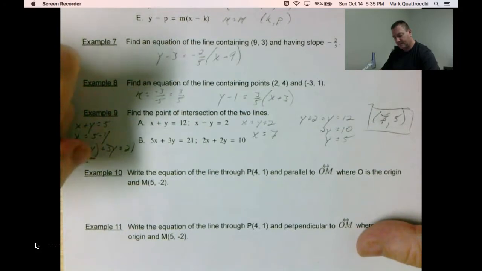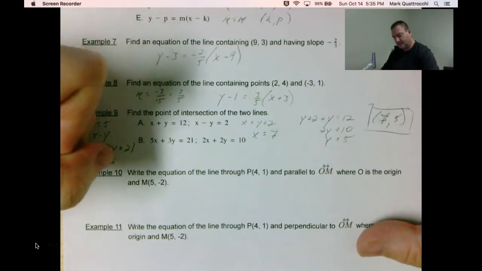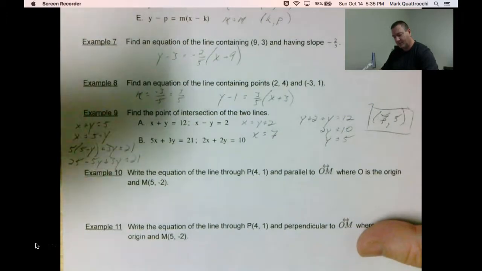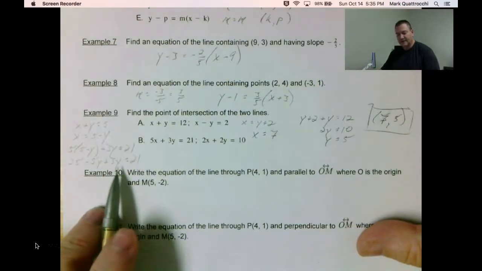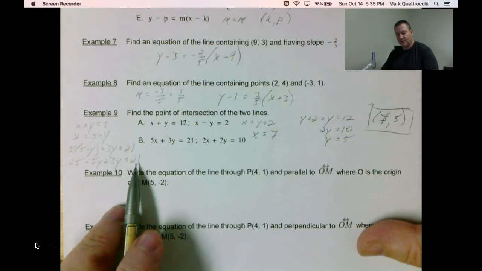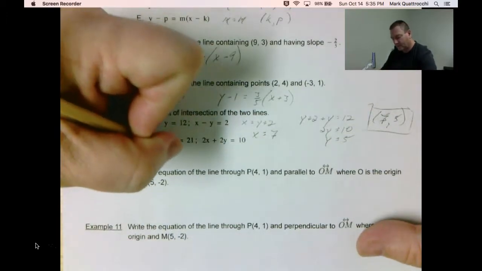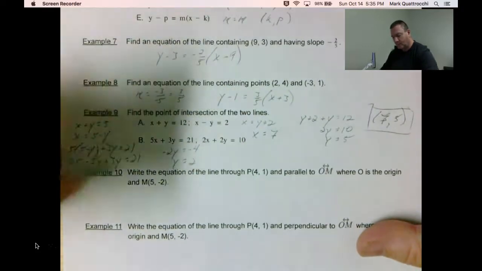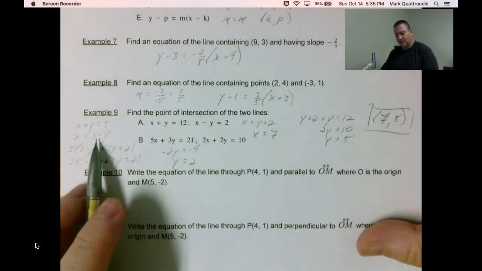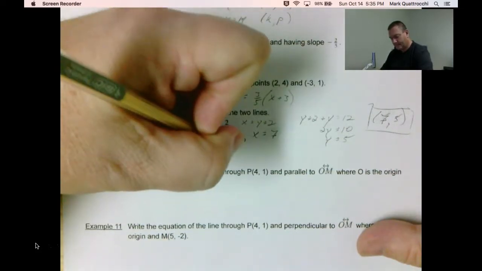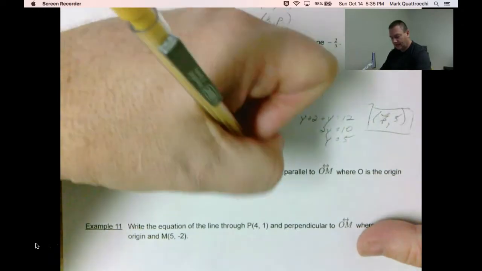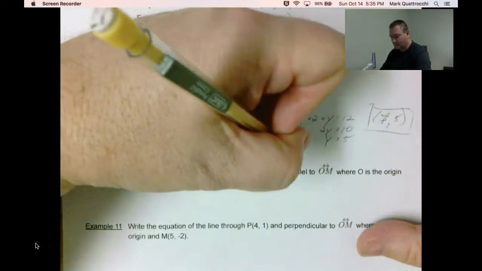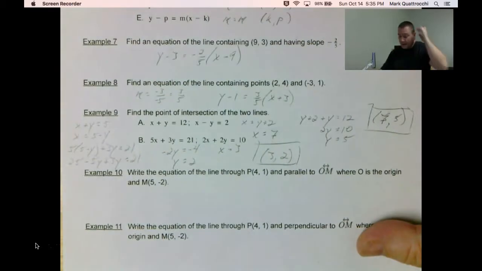25 minus 5y plus 3y equals 21. Let's see, that's negative 2y. Bring that over, that's negative 4. So negative 2y equals negative 4. y equals 2. If y equals 2, then x is equal to 3. And I get the point (3, 2) as my answer to example 9b.